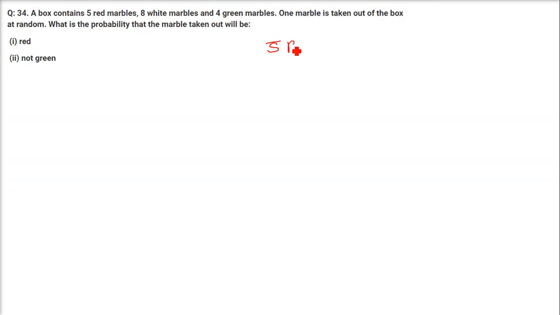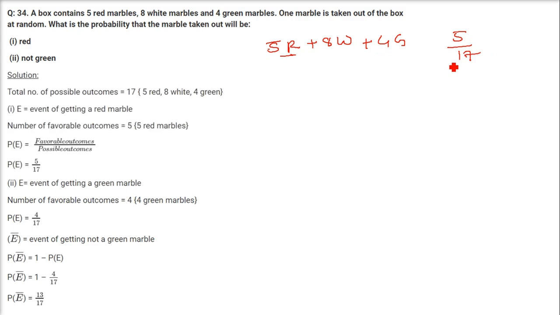A box contains 5 red marbles, 8 white marbles, and 4 green marbles. 1 marble is taken out of the box at random. What is the probability that the marble taken out will be red, not green? So red is 5. Total is 5 plus 8 plus 4, that is 12 plus 5, 17. 5 by 17 is the probability of getting a red, right?